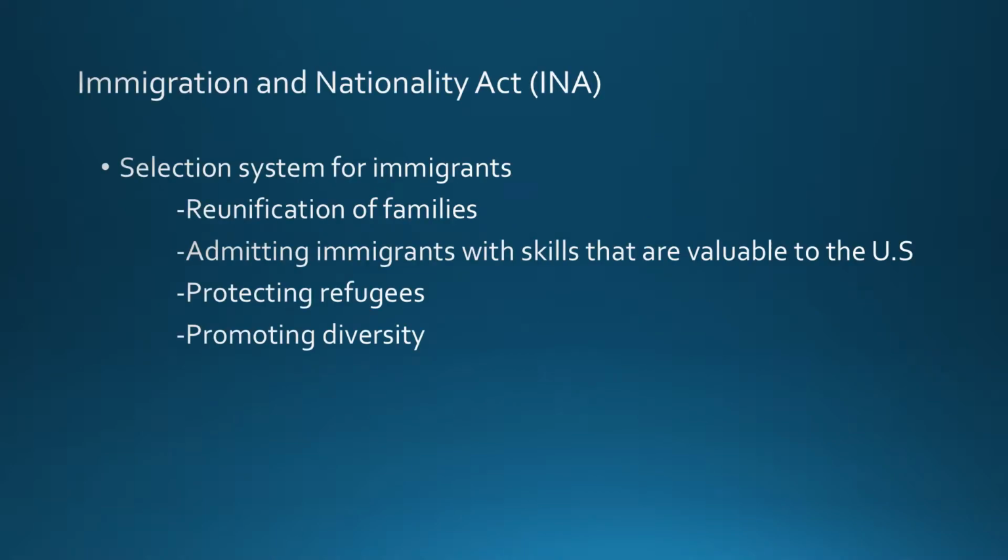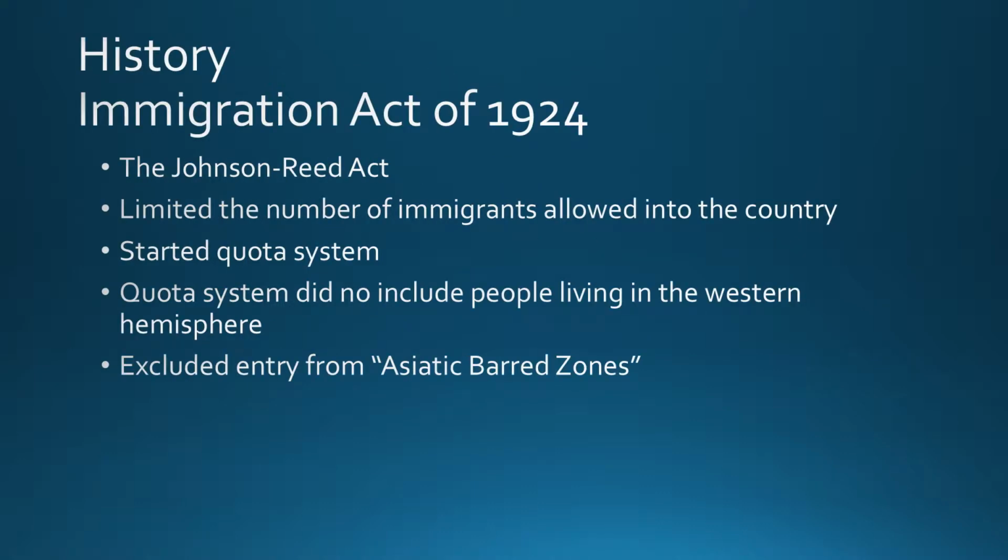The Immigration and Nationality Act is the body of law governing current immigration policies in the United States. Immigration to the U.S. is based upon the following principles: the reunification of families, admitting immigrants with skills that are valuable to the U.S. economy, protecting refugees, and promoting diversity. But first, a little history about this act.